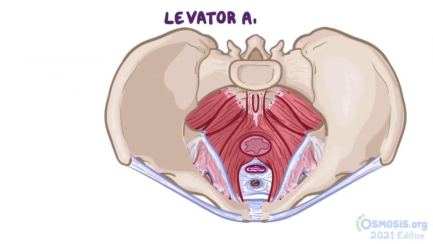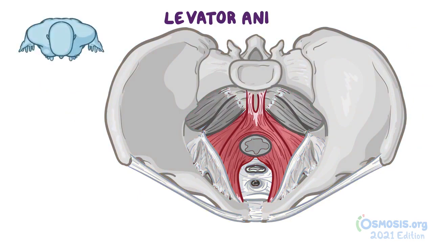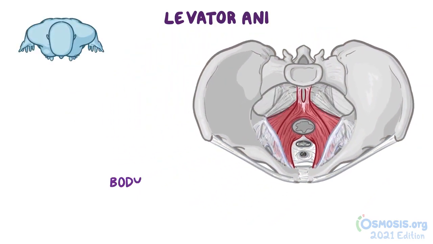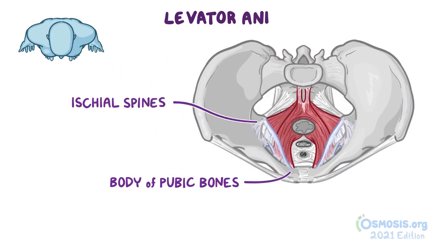Now, the levator ani muscle is the larger muscle forming the pelvic floor. Each levator ani originates anteriorly from the body of pubic bones and to the ischial spines posteriorly. Between these two bony origins, each levator ani muscle attaches to the tendinous arch of the levator ani, which is a medial thickening of the obturator fascia.